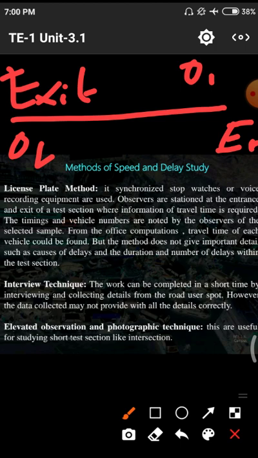CC cameras and other things to note down the delay studies. That means at a particular cross section, the total number of vehicles are simply moving and some of the delay is there. The total number of vehicles are delayed for a particular span of time. All those things we need to observe with the help of the CC cameras, and we have to note down the particular count and delay time.